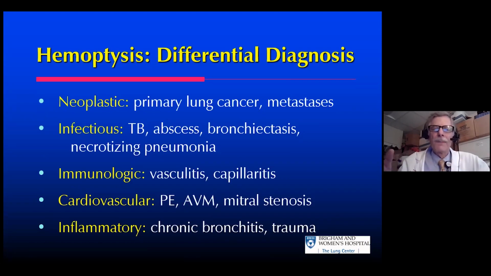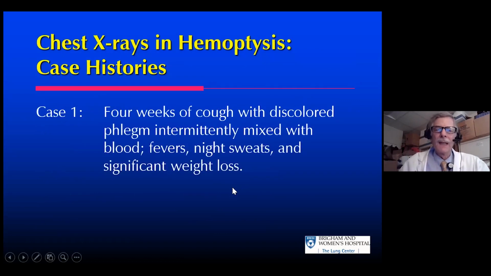Thinking about the patient with hemoptysis is, as you know, a broad differential diagnosis. We can think in terms of anatomy, bronchial bleeding, alveolar bleeding, pulmonary vascular bleeding, or in terms of categories of etiology such as neoplastic disease, infectious disease, immunologic diseases, cardiovascular disease, including pulmonary embolism, and inflammatory diseases, including chronic bronchitis or trauma. So they're listed here, and these are familiar, and it's a broad spectrum of potential etiologies.